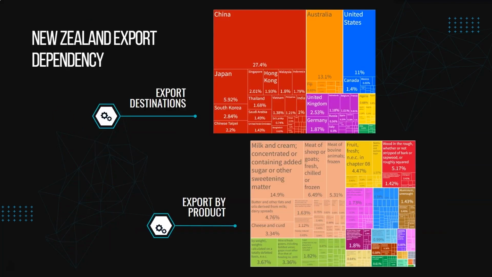In terms of trade dependency, there are three very important ones that we already mentioned. On the export destination side, we have China and Australia, which are very important for New Zealand's economy, with the two countries alone making up 40% of New Zealand's exports. Apart from that, in terms of export by product, dairy has by far the biggest share.